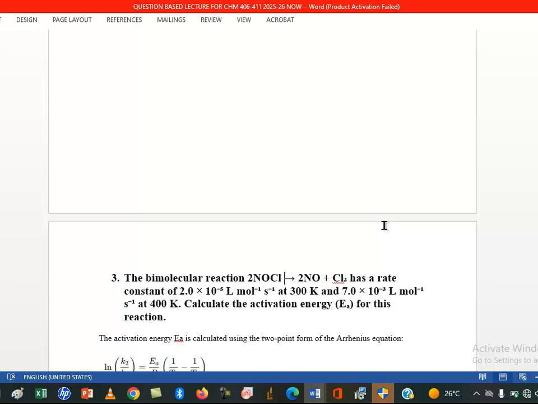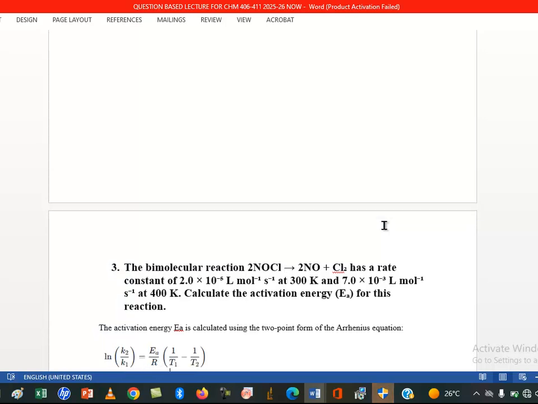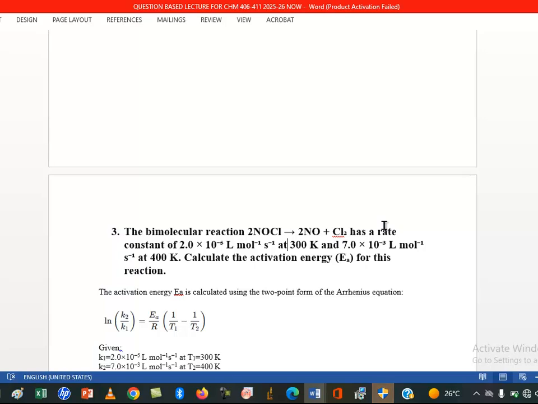Now to the third question here, how can you answer it? The bimolecular reaction 2NOCl giving 2NO plus Cl2 has a rate constant of 2 times 10 raised to the power minus 5 liter per mole per second at 300 Kelvin and 7 times 10 raised to the power minus 3 liter per mole per second at 400 Kelvin. Calculate the activation energy for this reaction.